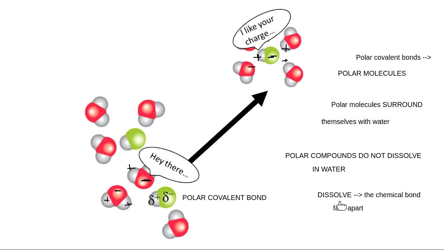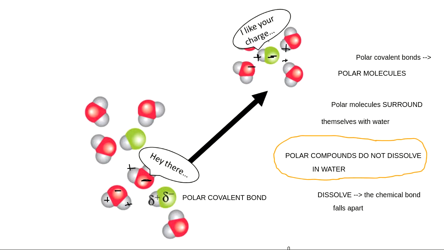But a really important idea to keep in mind, because it always mixes my students up: polar compounds don't dissolve. They surround themselves by water. Absolutely, they love to have water around them, but they're not going to fall apart. They still stay together. They still stay intact. So polar compounds, because they have dipoles, will surround themselves with water. And polar compounds have polar covalent bonds.